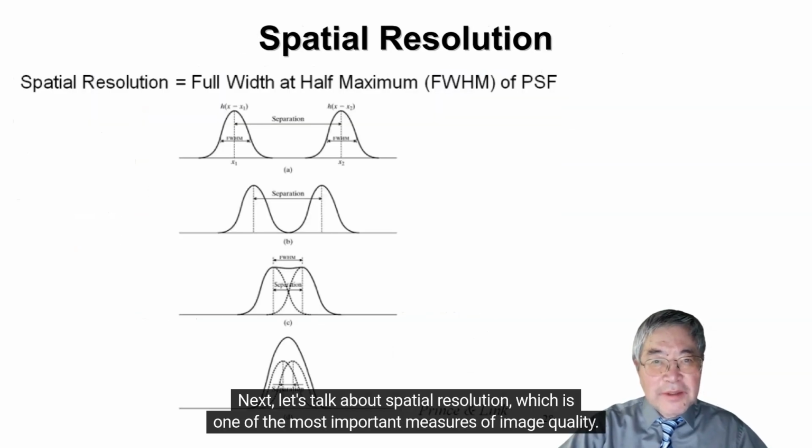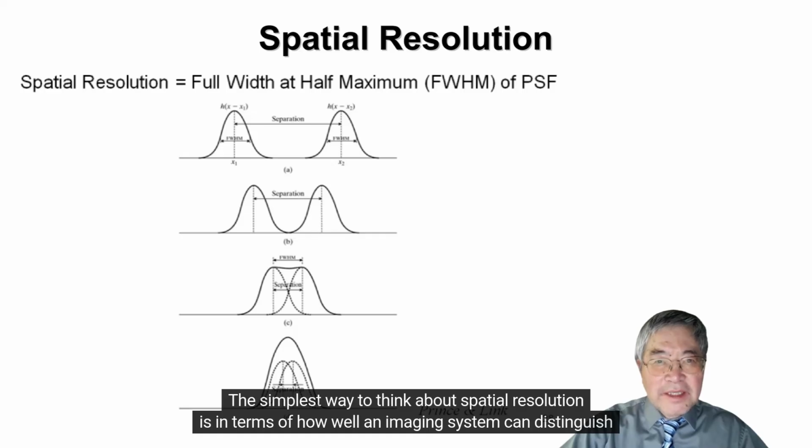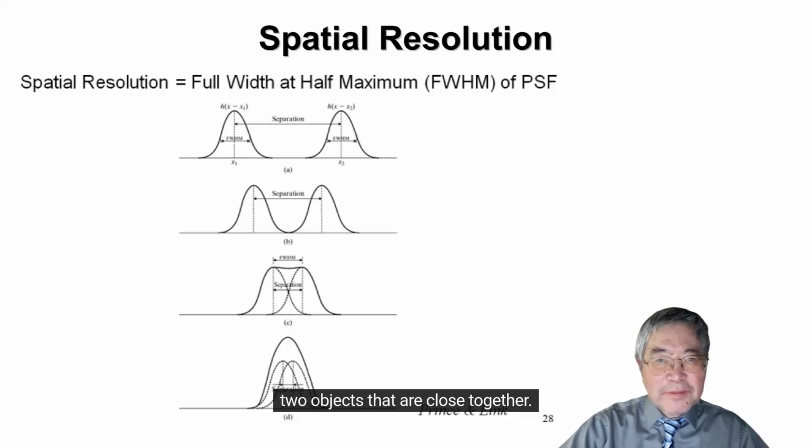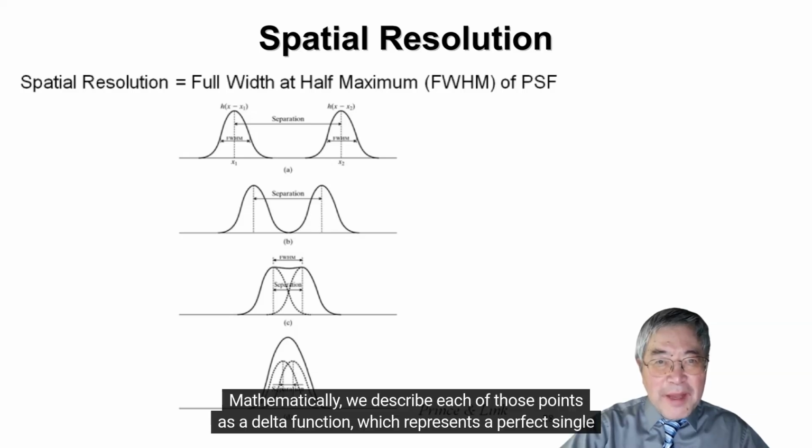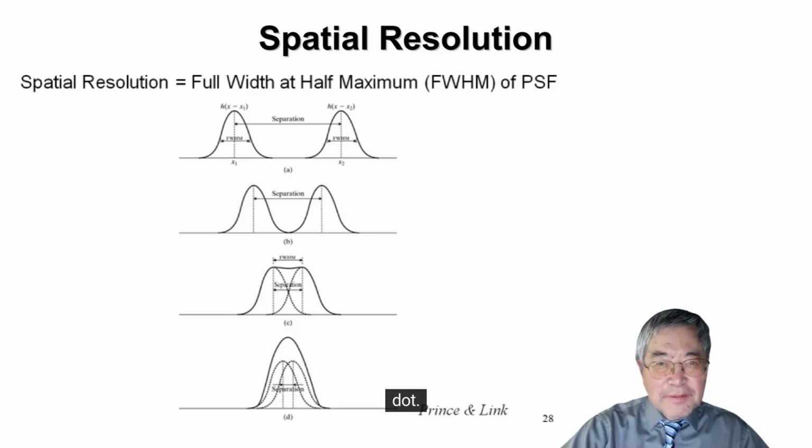Next, let's talk about spatial resolution, which is one of the most important measures of image quality. The simplest way to think about spatial resolution is in terms of how well an imaging system can distinguish two objects that are close together. For example, imagine two very small bright points, like two tiny tumors. Mathematically, we describe each of those points as a delta function, which represents a perfect single dot.